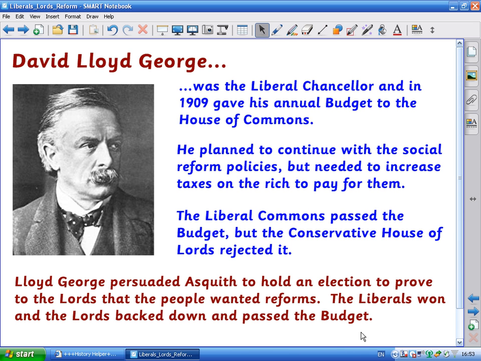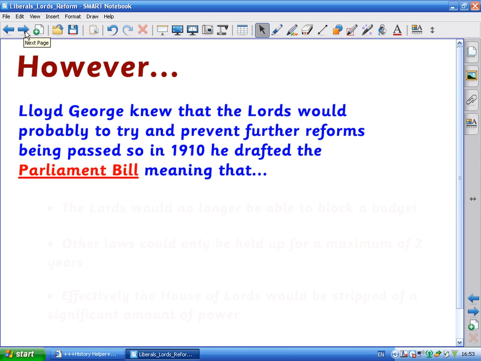Now the Liberals did win the election, and the Lords were forced to back down, and it was proved to them the people wanted it, and so the budget was passed. However, Lloyd George now knew that the Lords would probably try and prevent further reforms being passed. So in 1910 he drafted what's called the Parliament Bill, also known as the Parliament Act.